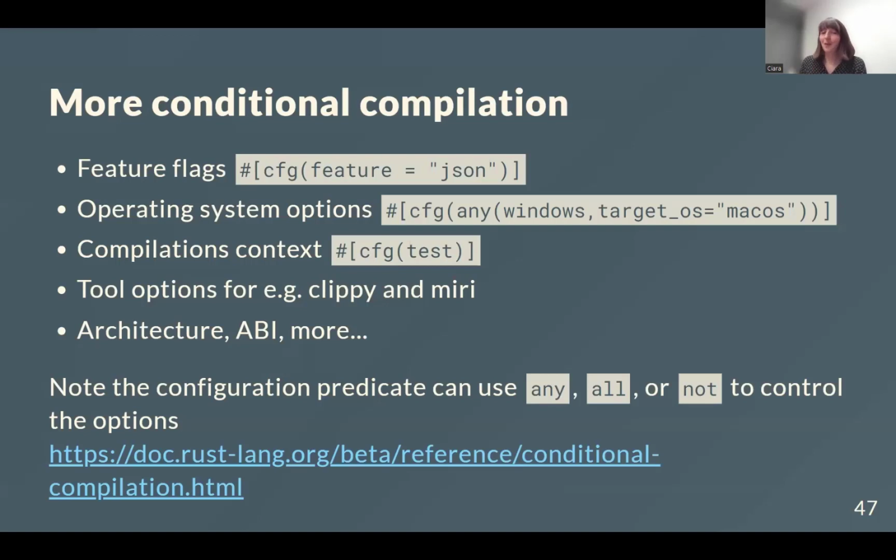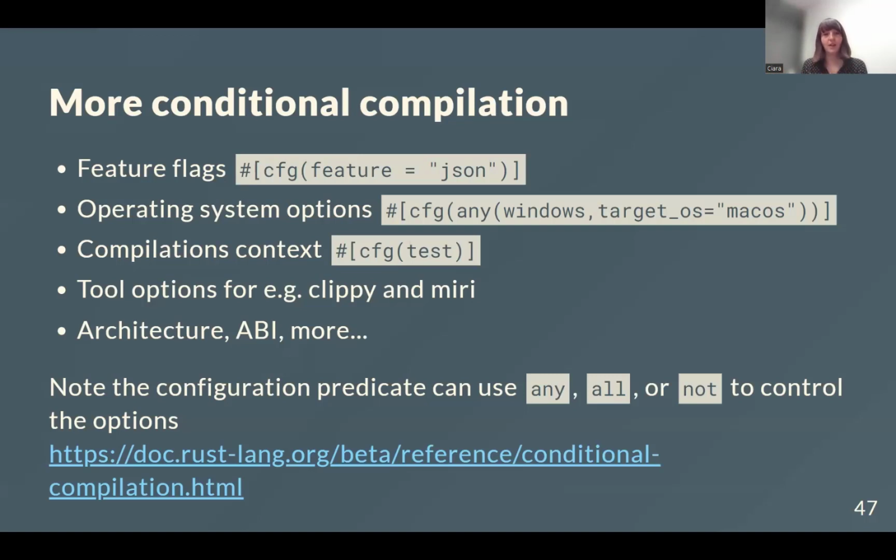There are even more conditional compilation things to think about. So we've already talked about feature flags. So here we've done, you can say, okay, only enable the lines below if I've got the JSON feature turned on. But there's also operating system options. So you can say, if I am either Windows or Mac, then do this thing. If I'm anything else, do something else.